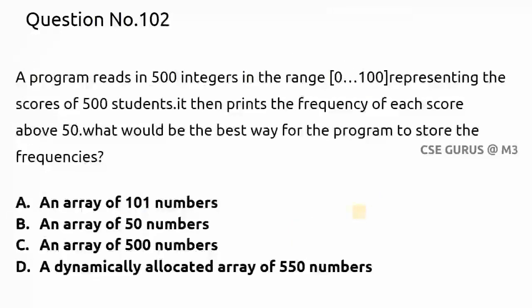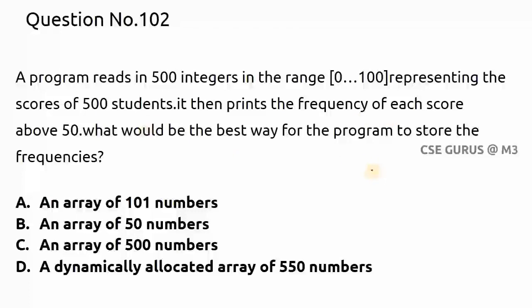Coming to question number 102. A program reads 500 integers in the range 0 to 100, representing the scores of 500 students. It then prints the frequency of each score above 50. What will be the best way for the program to store the frequencies? So here there are 500 integers representing the scores of 500 students.